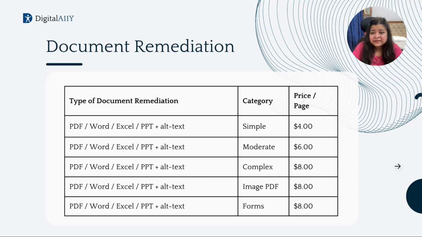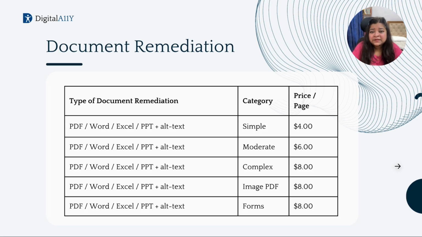Moderate documents have more elements like tables or charts, making them a bit more complex. The cost for these is $6 per page. Complex documents are more detailed, with things like interactive elements, detailed layouts, or multiple layers of content. And the cost to remediate these is $8 per page. Next is image PDFs. These are PDFs that are basically just scanned images of documents, and they need a lot of work to make them accessible. So the cost is $8 per page.